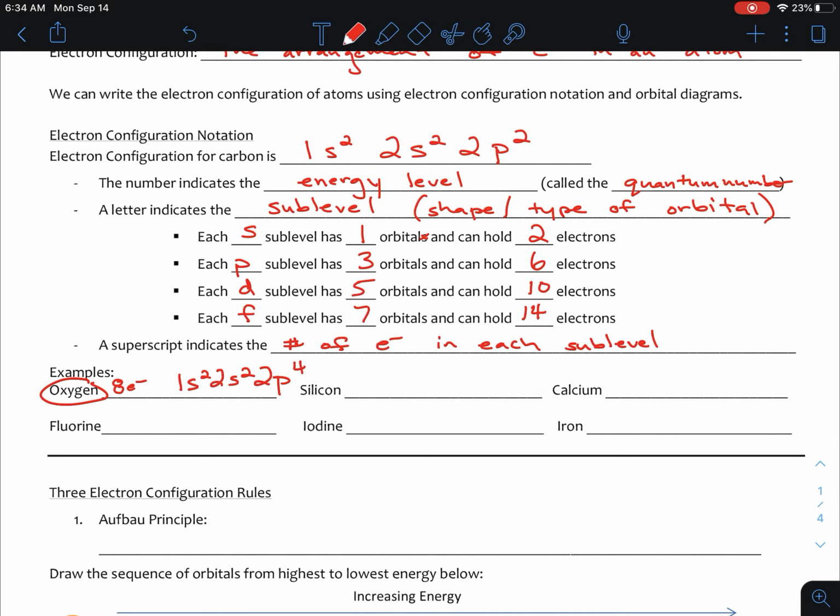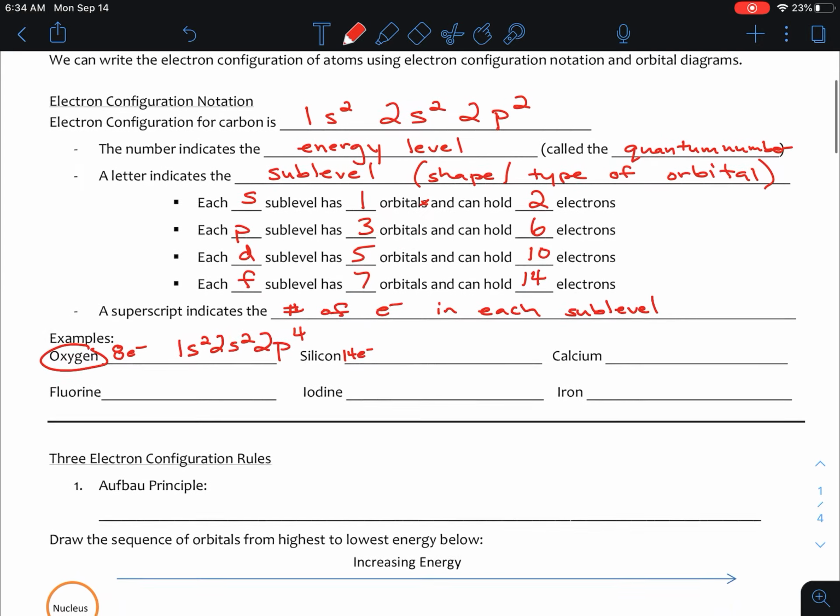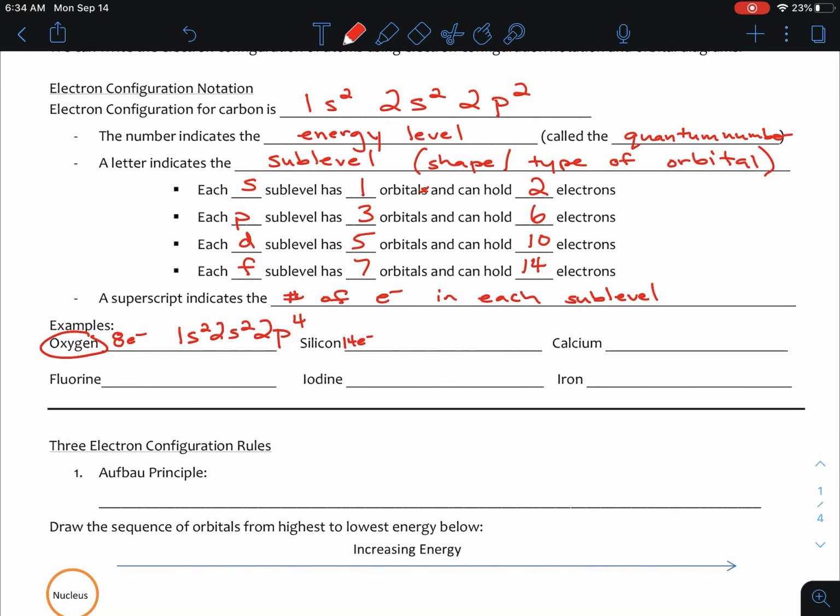Great. If we're going a little bit further, we can talk about silicon. Silicon is going to have 14 electrons, and going in the same order: 1s2, 2s2, 2p6, 3s2, 3p2. And so 2 plus 2 plus 6 plus 2 plus 2 is going to be 14. That's the electron configuration, or how the electrons are set up around the nucleus for silicon.